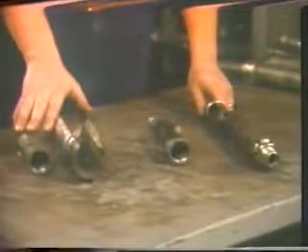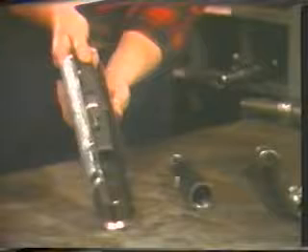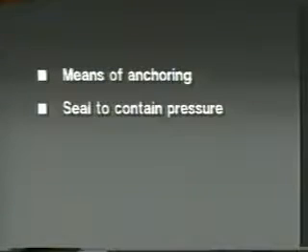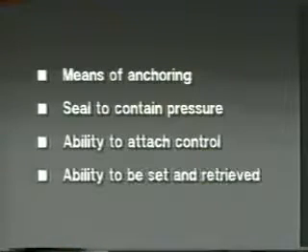Lock mandrels are flow-through devices used to anchor subsurface flow controls in the flow stream of the well. Lock mandrels will either anchor directly in the tubing wall, in a collar recess, or in a special receptacle provided in the tubing string. All locking devices have certain features that are the same. They must have a means to be securely anchored in the flow stream of the well. They must have a seal that will contain the pressure of the well. They must allow the attachment of a subsurface control. It must be possible to set and retrieve them in the tubing bore.